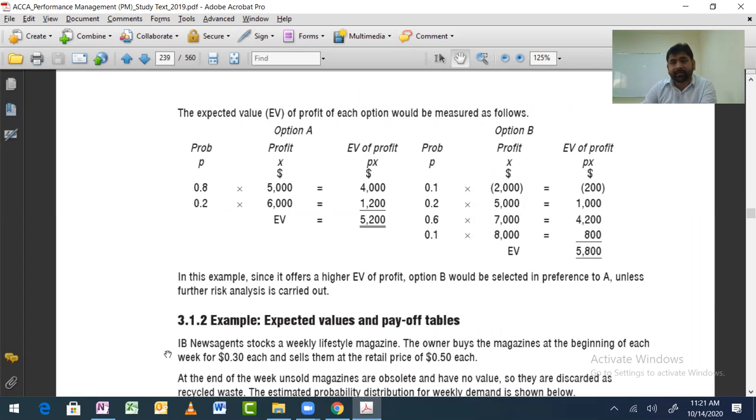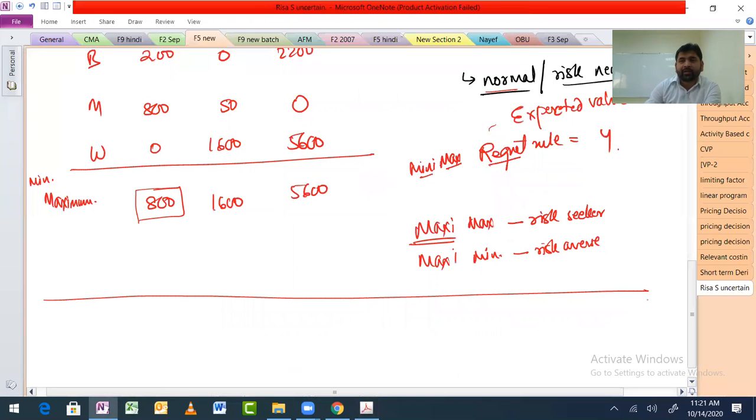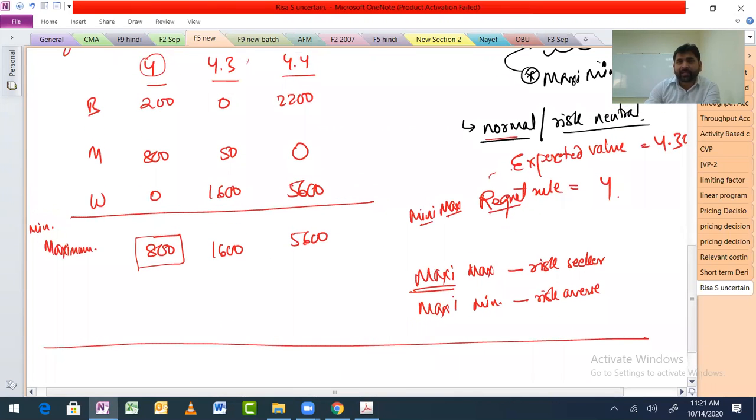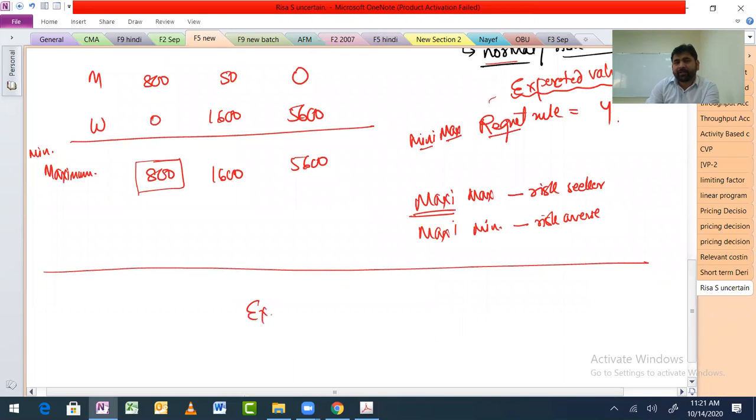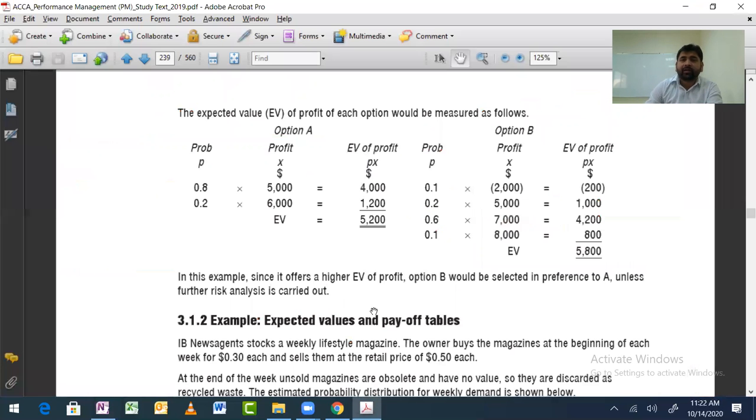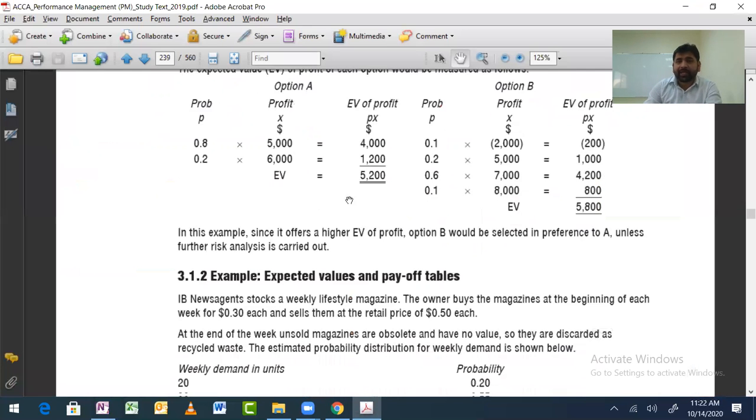This is called the expected value method. Expected value is what? Expected value is basically a probabilistic average. We write it like this: summation of probability into the x value. That's it. This is called expected value. So probability multiplied by the number and then do a total. That's all. Find expected value and payoff table.